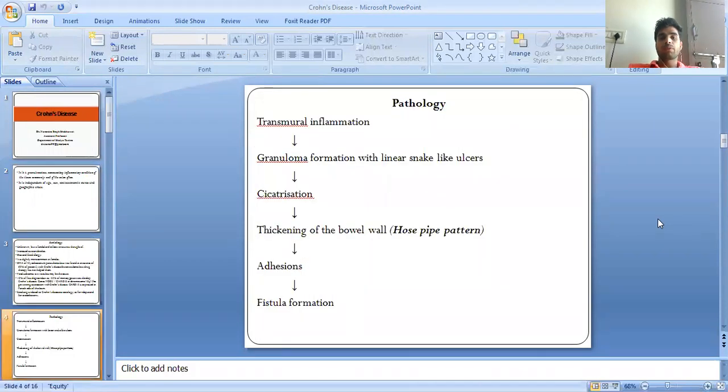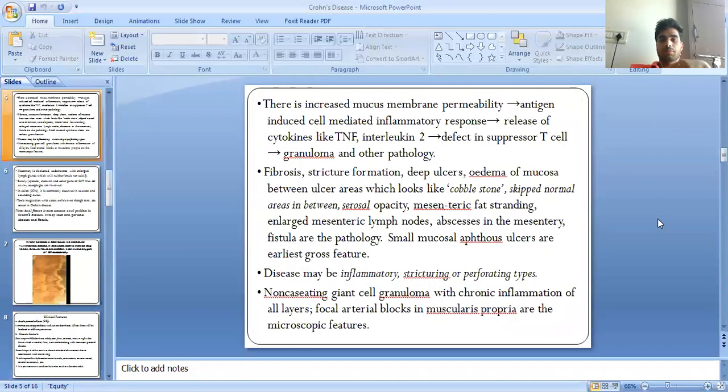This is the pathology. Firstly, let's begin with transmural inflammation, then it is converted into granuloma formation with linear snake-like ulcers, cicatrization, then thickening of the bowel, called the hosepipe pattern, then adhesions and fistula formation.